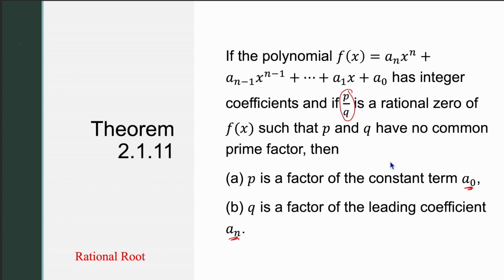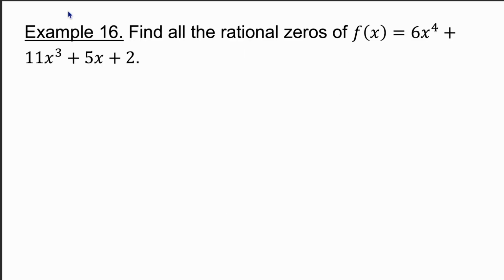So, lahat pala ng zeros ng isang function natin, laging p over q siya. Okay? So, yun yung sinasabi ng ating rational root theorem. So, let's take a look at this example.